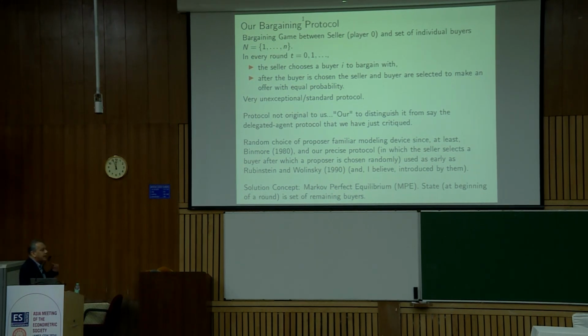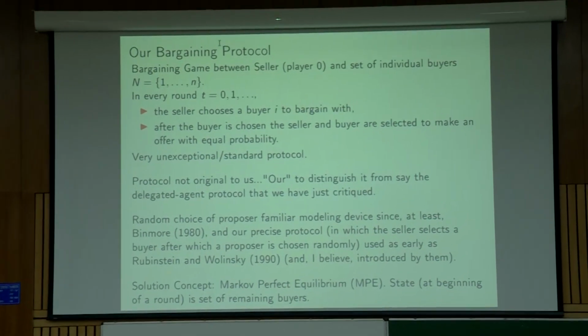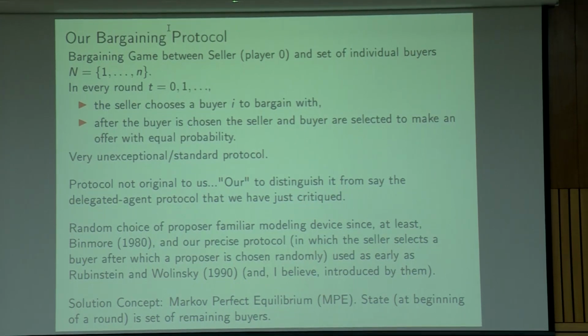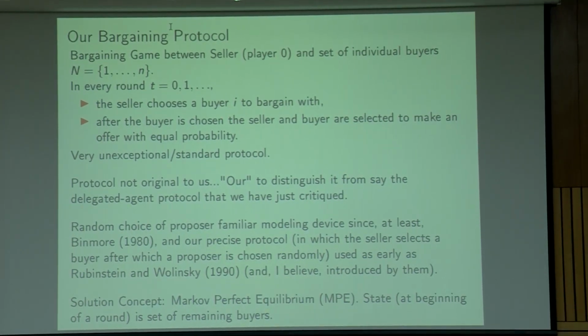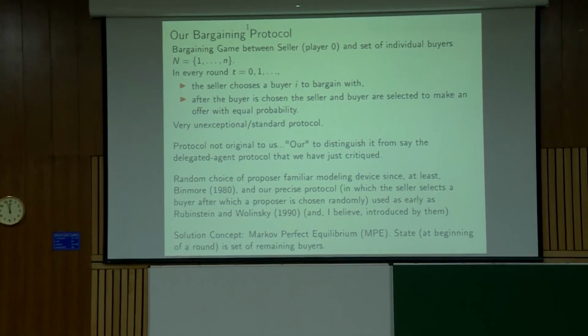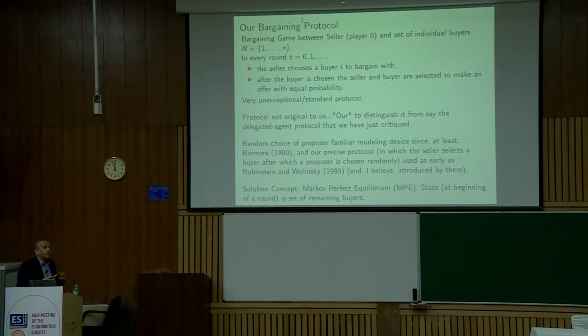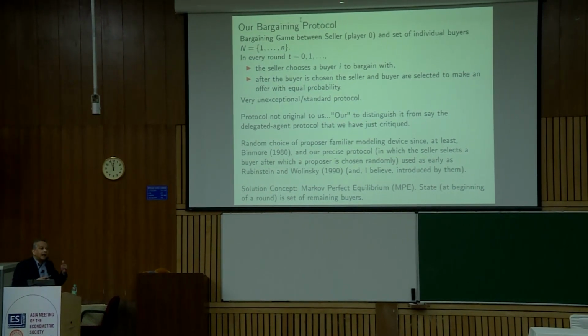And this device of a random choice of proposer is an old device, which is a way of getting away from the seller having all the bargaining power. It's not the seller making a take it or leave it offer to each of the buyers. The buyers have bargaining power, because they are randomly chosen to make proposals. We'll be looking at the case where they have equal bargaining power conditional on being chosen. So the seller is not in a symmetric position with the buyers ex ante because they can choose which buyer to approach, but upon approaching a buyer, they are in a symmetric position.